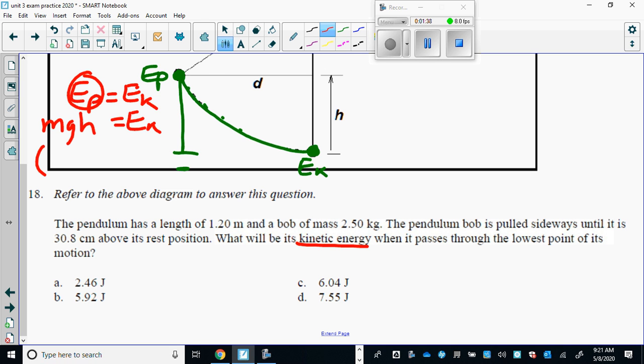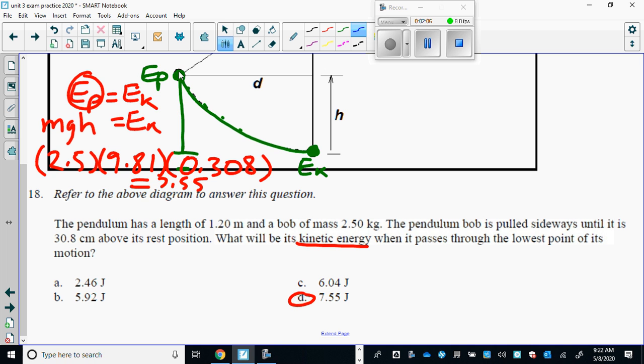So it is 2.5 times 9.81 times 0.308. Don't forget to convert that from centimeters to meters. Multiply it all together, and you end up getting 7.55. D.